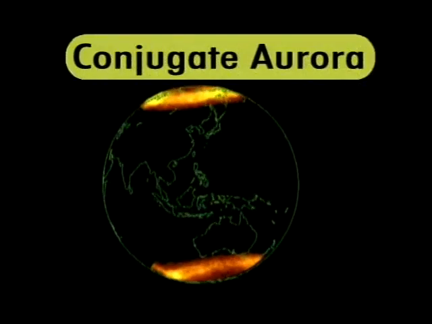Now, all the images you've seen so far have been from the northern hemisphere, of the northern lights, or the Aurora Borealis. But did you know that there is also a southern counterpart of the aurora called the southern lights, or the Aurora Australis? And here we're seeing a unique movie taken by the Polar spacecraft that shows us both the north and the south at the same time. This allows us to see that the activity is occurring at the same time in both hemispheres. We call this the conjugate aurora.